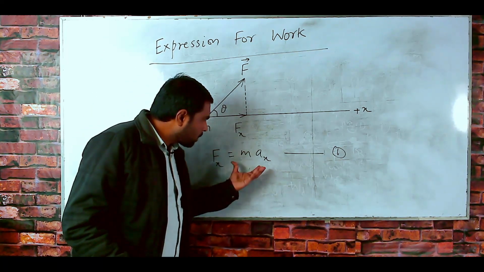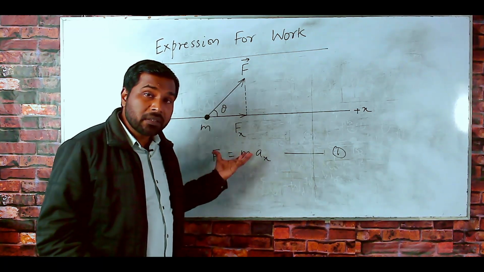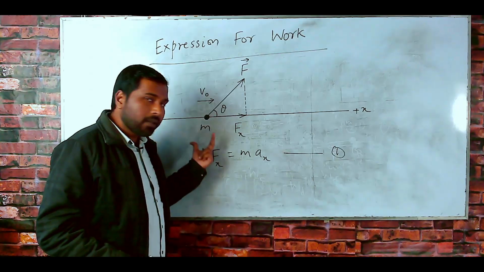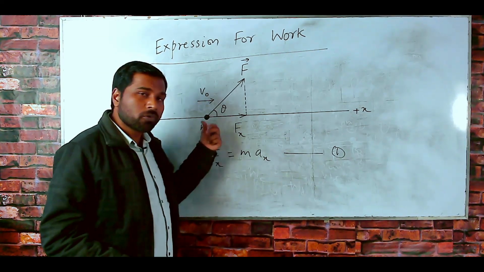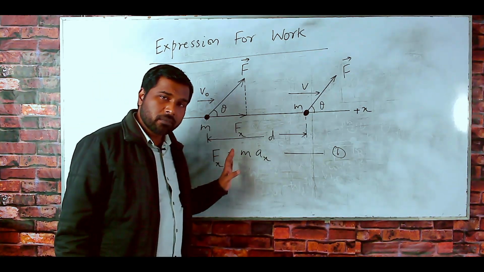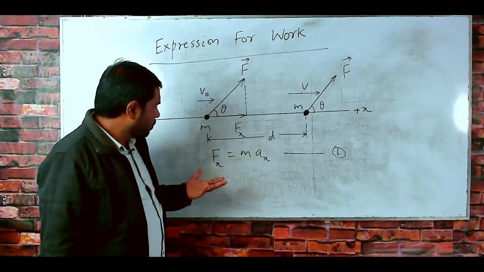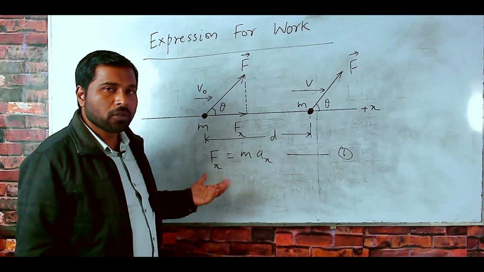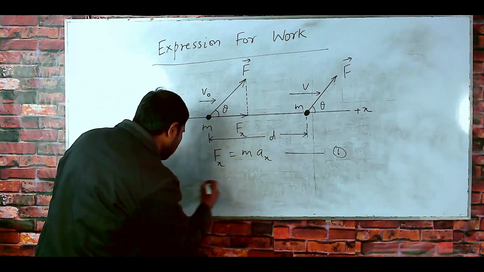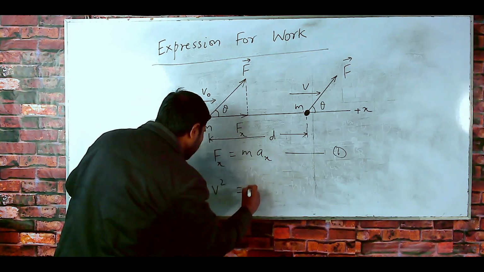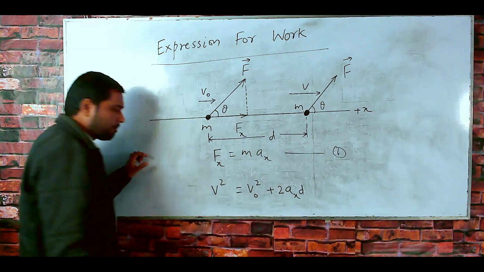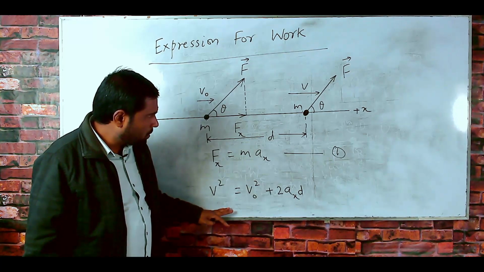Now, due to this acceleration, the velocity of the bead will increase. Suppose the initial velocity of this bead is v0, and its velocity increases from v0 to v as it moves through a displacement of d. As the force is constant here, the acceleration will also be constant. So we can apply the equation of motion with constant acceleration on this bead. If we apply the equation of kinematics, we can write v squared equal to v0 squared plus 2ax into d. I have applied this equation of kinematics in the x direction.